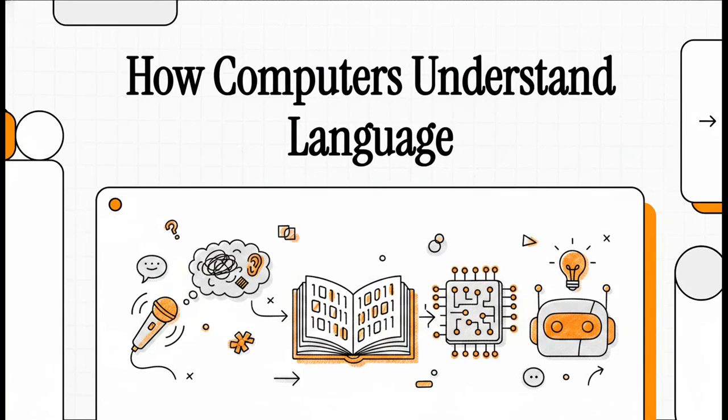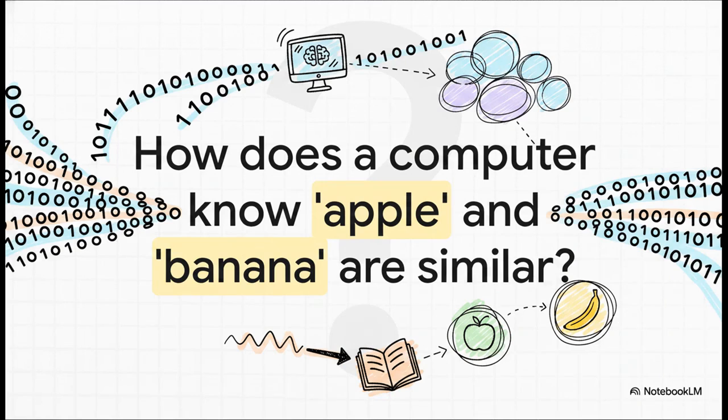Let's talk about something that feels a bit like magic. How does a computer, a machine that only gets logic and numbers, actually understand something as messy and beautiful and human as language? Well, the answer is way more like a map than it is like a dictionary. Let's dive in.